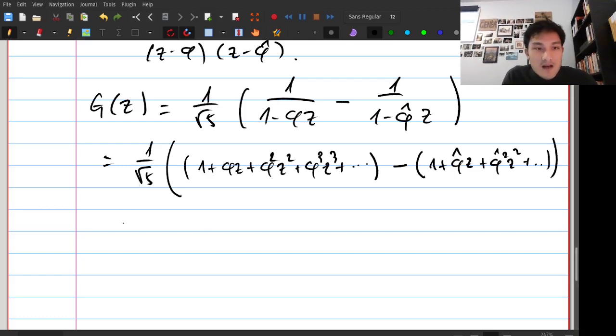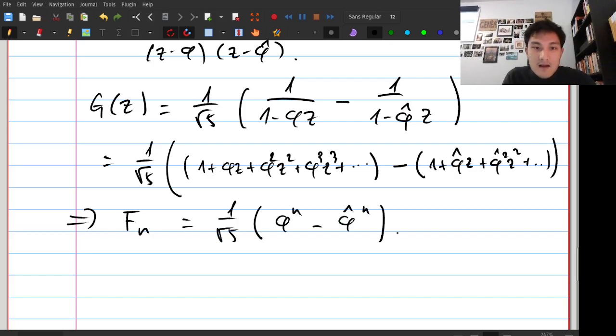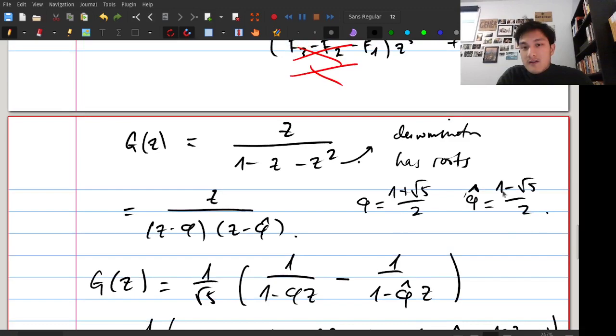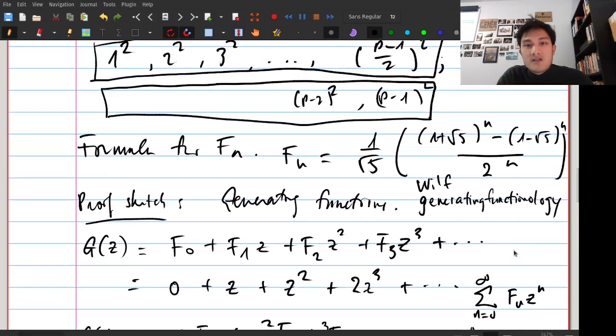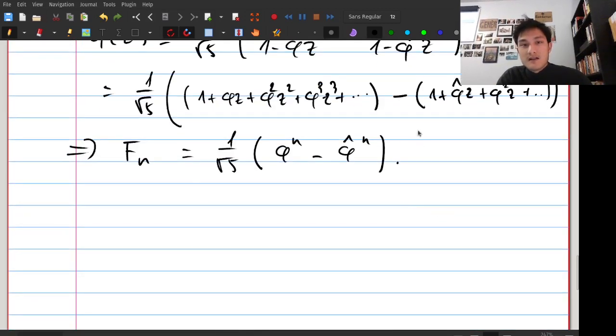So we see that fn is equal to 1 over square root of 5 times phi to the n minus phi hat to the n. The formula for that is right here, 1 plus square root of 5 over 2 and 1 minus square root of 5 over 2, which gives us the formula like that. It's a kind of complicated formula, but once we know what phi and phi hat are, it reduces to something a little simpler, which is this right here.